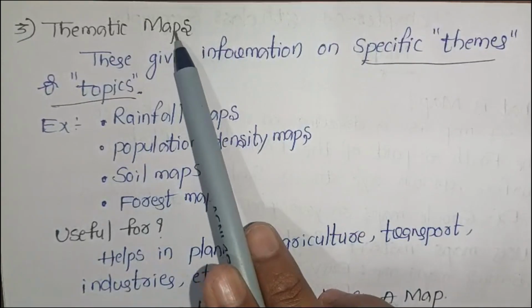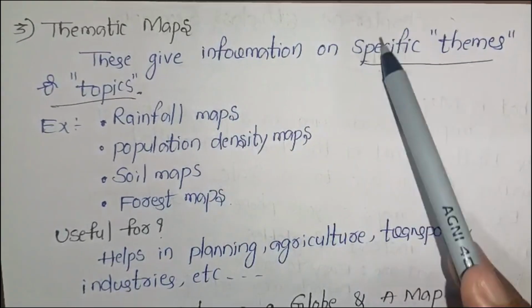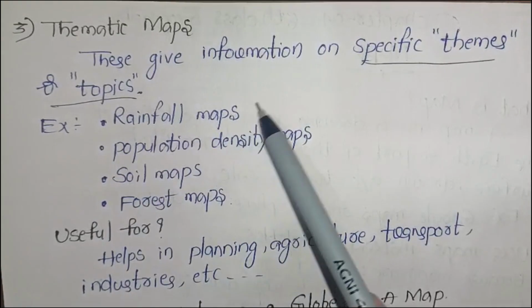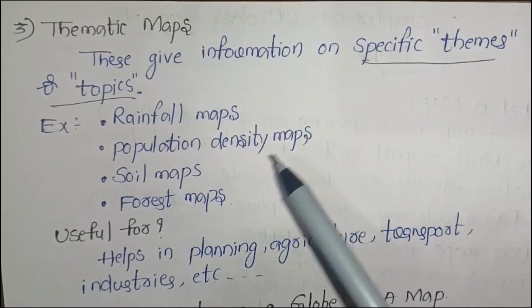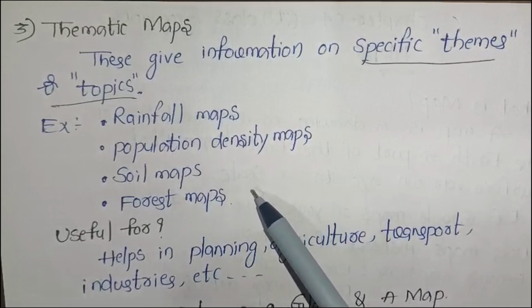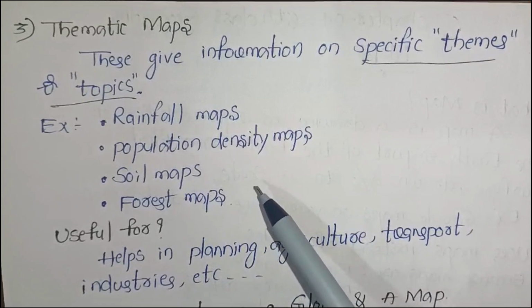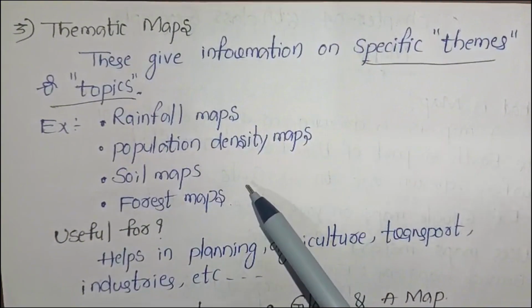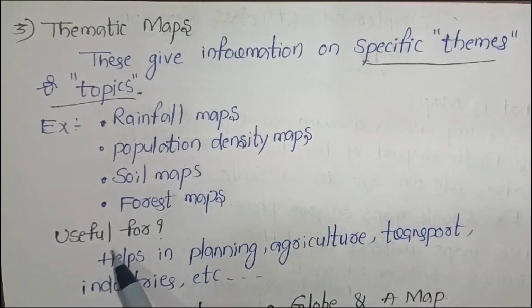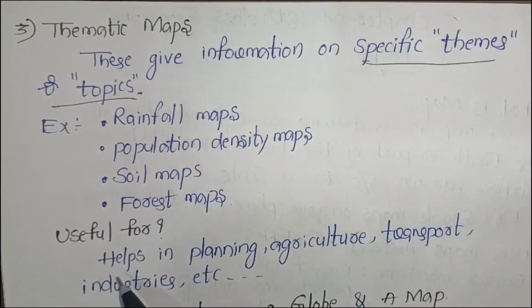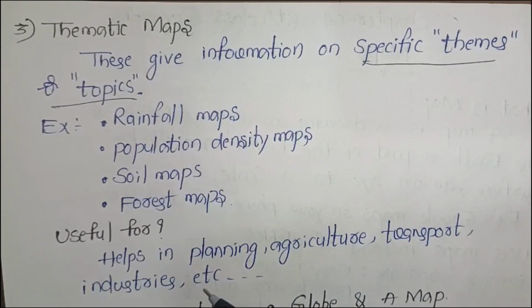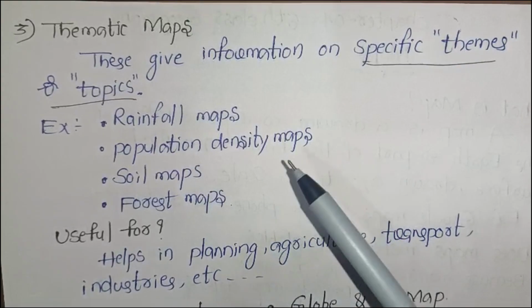Thematic maps give information on specific themes or topics. The specific themes and topics are rainfall maps, population density maps, soil maps, forest maps, temperature maps, monsoon maps, mineral maps, etc. These thematic maps are useful, and they help in planning, agriculture, transport, industries, etc. I hope you understood what thematic maps are.